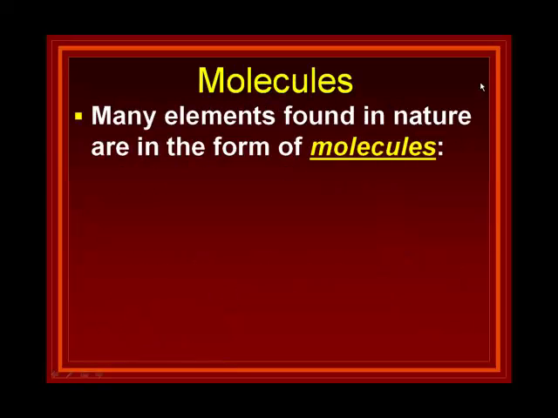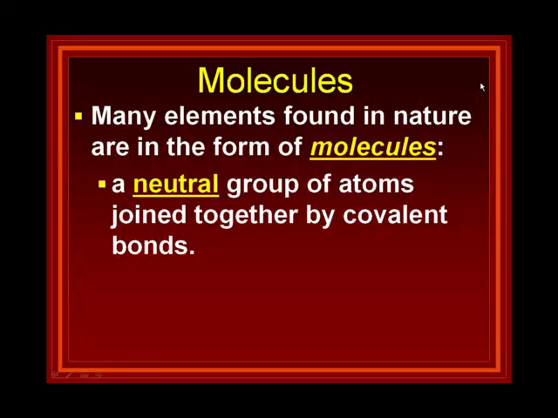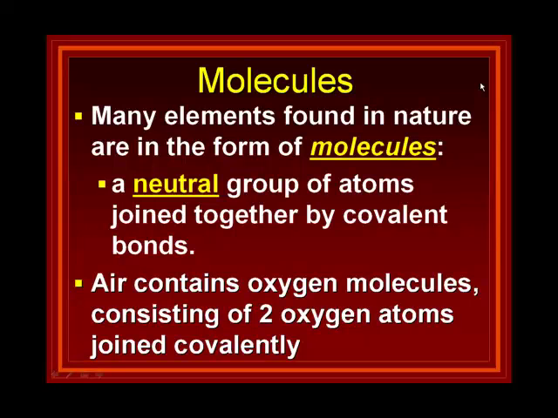So many elements in nature take the form of a molecule. The definition of a molecule is a neutral group of atoms joined together by covalent bonds. Again, there's that idea of neutrality where the positives and the negatives cancel out. If we take a look at air, air has oxygen molecules consisting of two oxygen atoms joined covalently. It also has nitrogen molecules, which are two nitrogen atoms joined covalently, or carbon dioxide, CO2, where it's got a carbon and two oxygens also joined covalently.